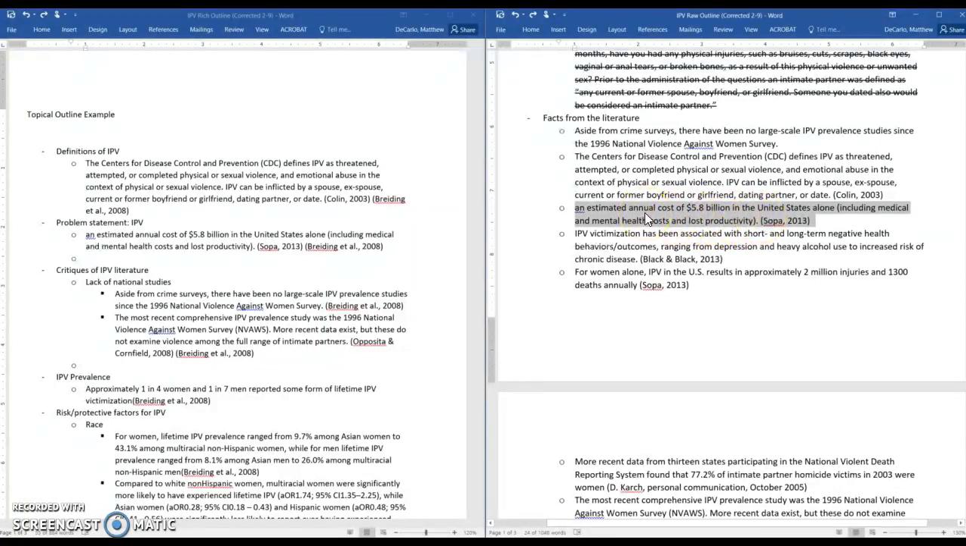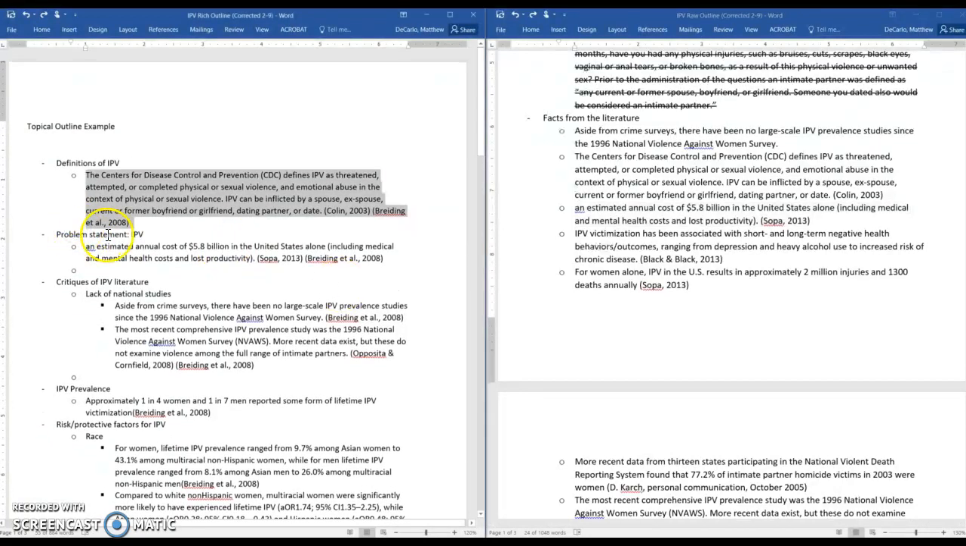So this is an estimate of how much intimate partner violence costs the U.S. economy. And yeah, so that would definitely be a part of my problem statement. It helps make the case why intimate partner violence is an important problem, something that we should be concerned about and investing resources into studying. So I'm going to put that under problem statement, intimate partner violence.